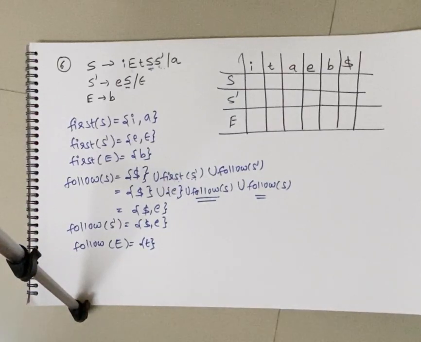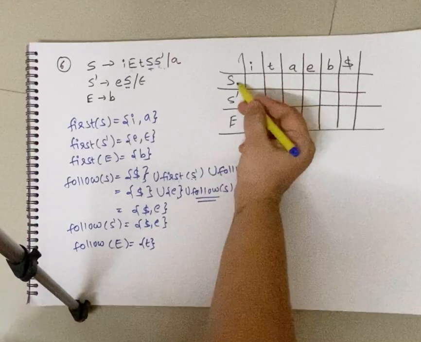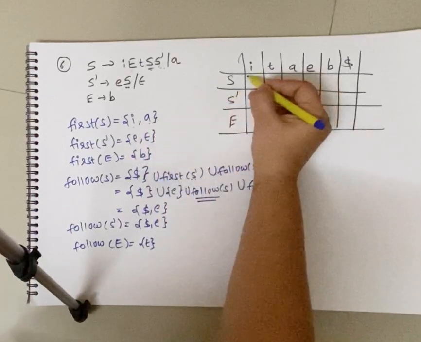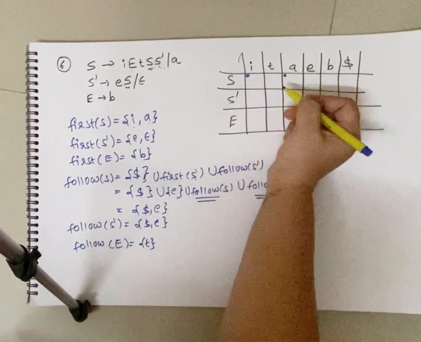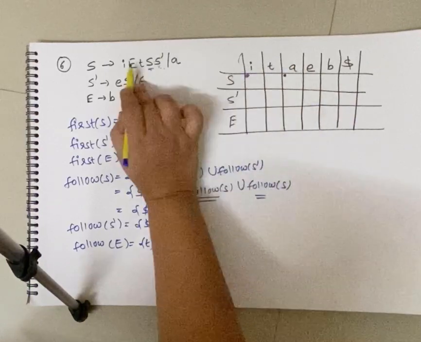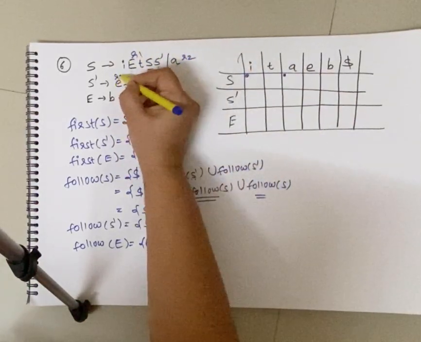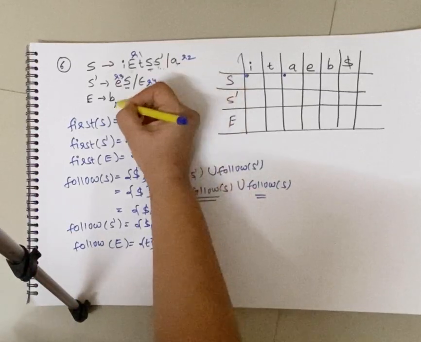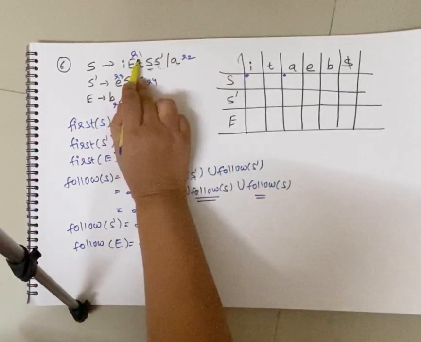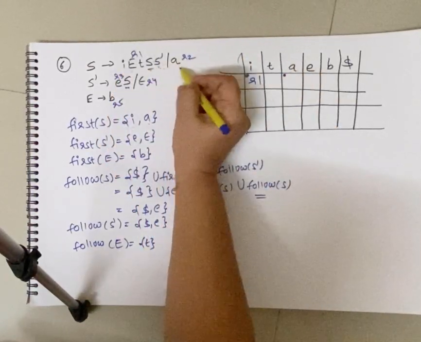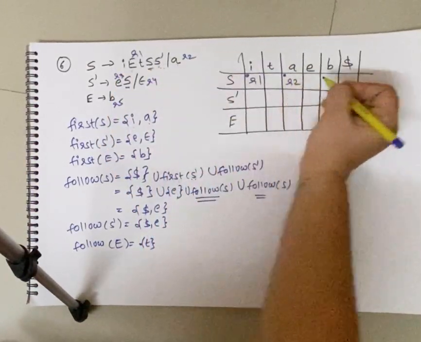How am I going to make entries over here? For making the entries, if I'm going to make an entry in the row of capital S, the values I have to observe are in the first of S. Which columns am I going to select? I and a. How many rules does capital S derive? 2 rules. This is R1, R2, R3, R4, R5. R1 starts with i, so R1 will be written here. R2 starts with a, so R2 will be written here.